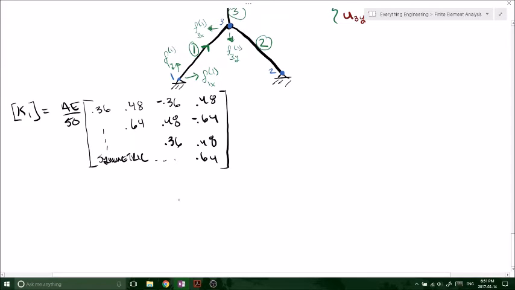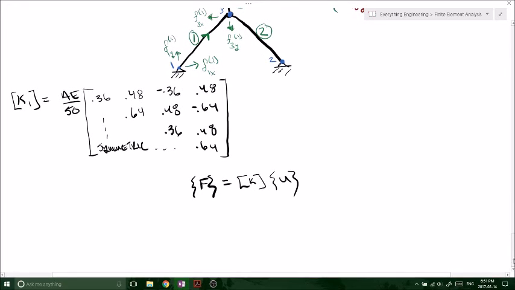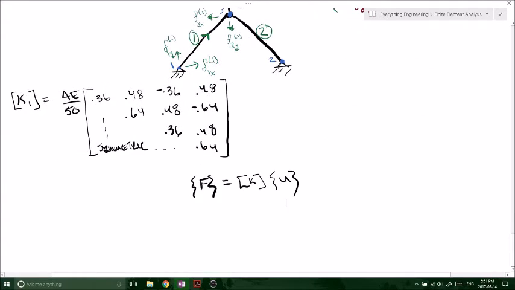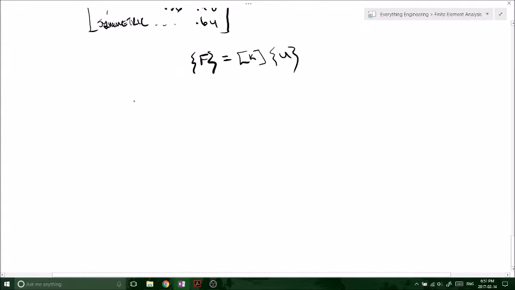If we recall that we have our force vector equal K times our displacement vector. So we found our displacement vector. Remember, we got U3x and U3y, right? So we can fill that in by saying, remember we have our F1x due to the first member, F1y, first member, F3x, first member, F3y due to the first member.